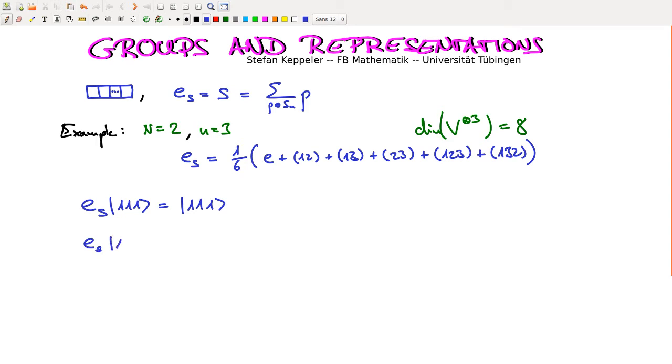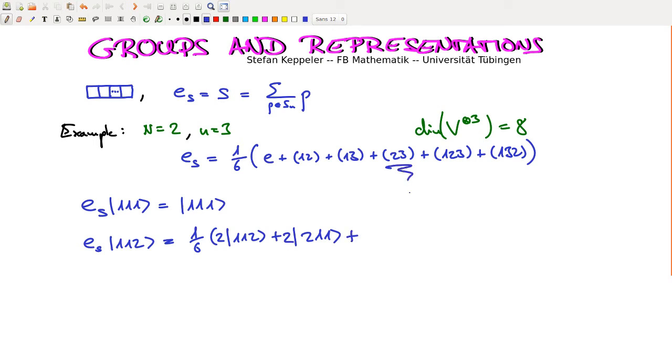If we apply the ES to, let's say, 1, 1, 2, then we get 1 over 6. When we apply the identity, we get 1, 1, 2. When we permute the first 2 numbers, we get 1, 1, 2 again. So we get this one here twice. Now when we permute the first and the third number, as in here, we get 2, 1, 1. And that we also get from one of the cyclic permutations at the end, so we get it twice.